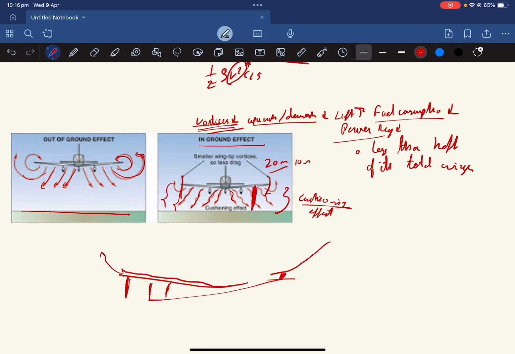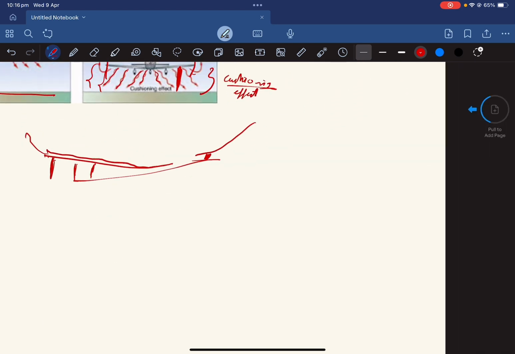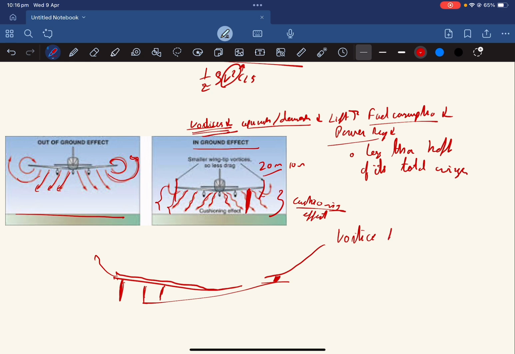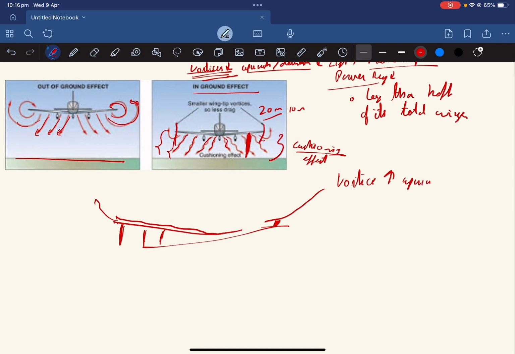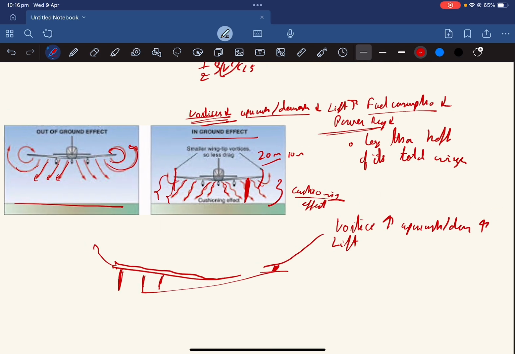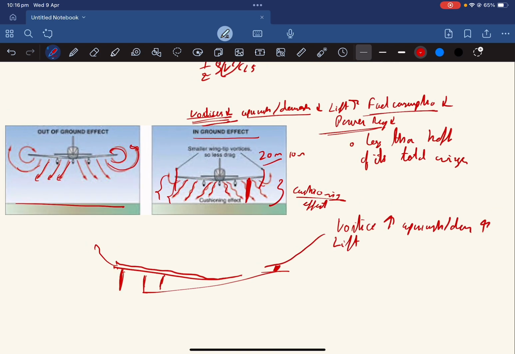Make sense? So when you're leaving ground effect, what's going to happen? Your vortices increase, upwash and downwash increase, lift reduces, and then again power requirement increases and fuel consumption increases. I hope that makes sense to you.